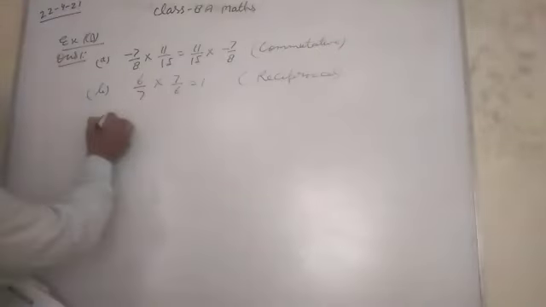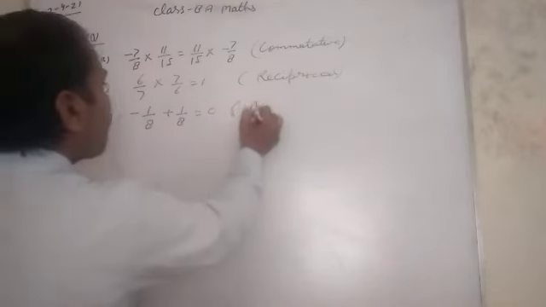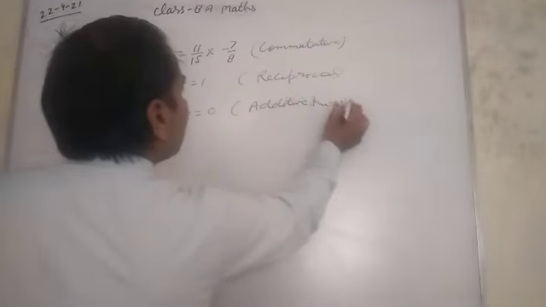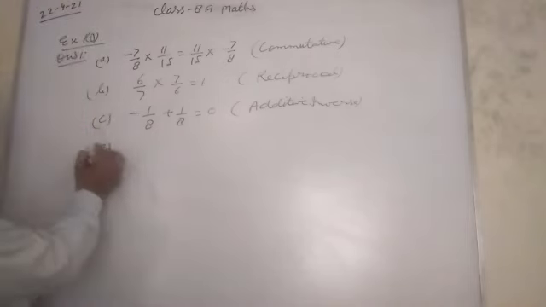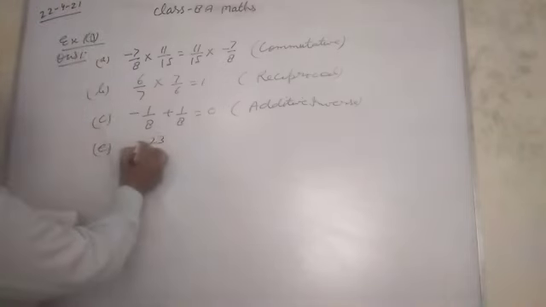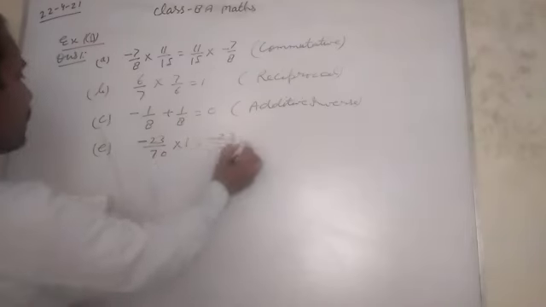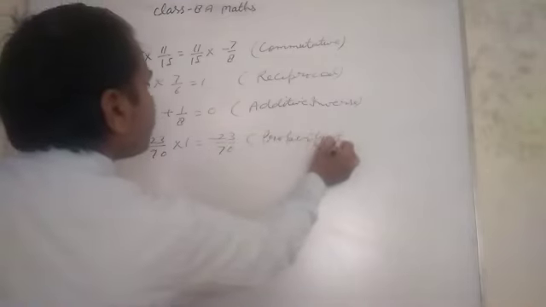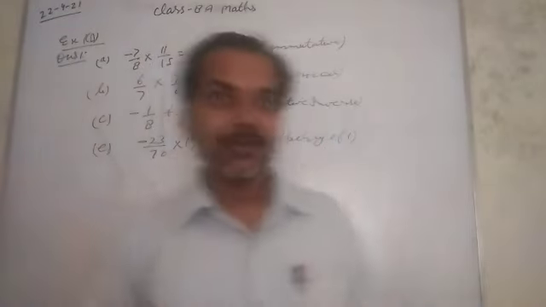Third one, minus 1 upon 8 plus 1 upon 8 is equal to 0. So this is additive inverse. Like this, the remaining you can also try. E, minus 23 upon 70 into 1 is equal to minus 23 upon 70. So you can write property of 1. And in question number 2, the remaining you can try yourself.